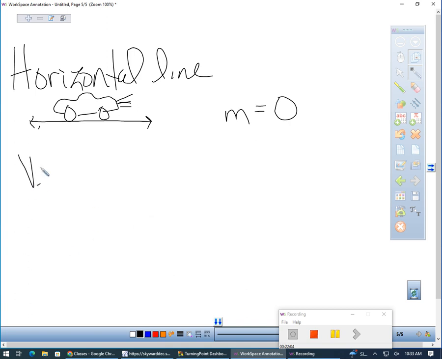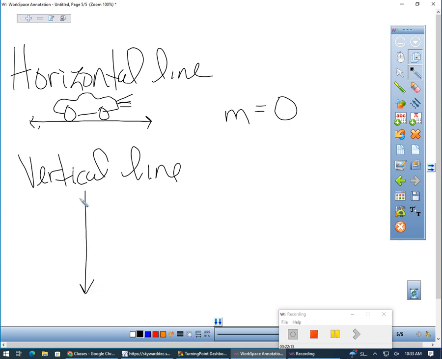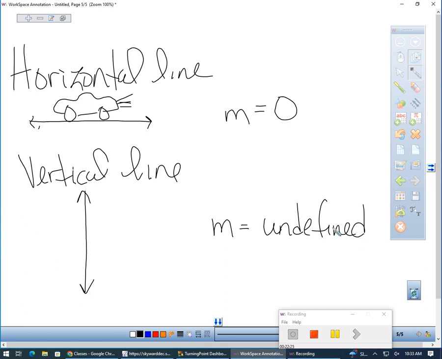If I have a vertical line, which means my line goes up and down, what happens to my car? It falls. So my slope is undefined. Now, before we move on to the last example we're going to talk about, I want to talk about the horizontal line first.